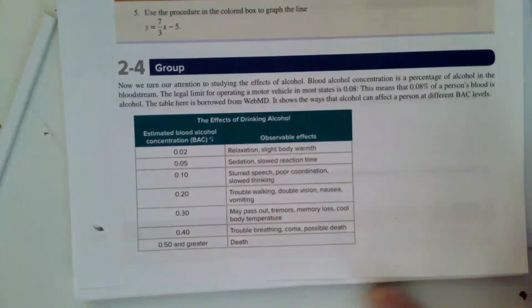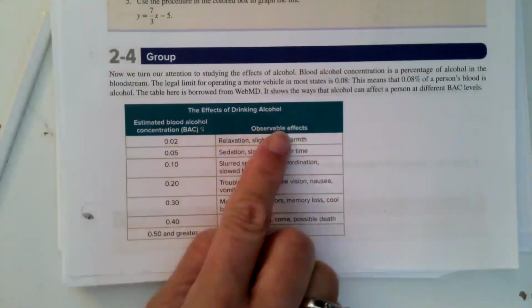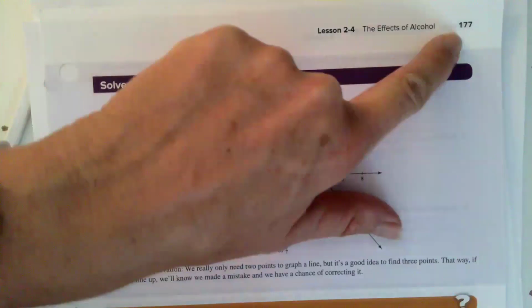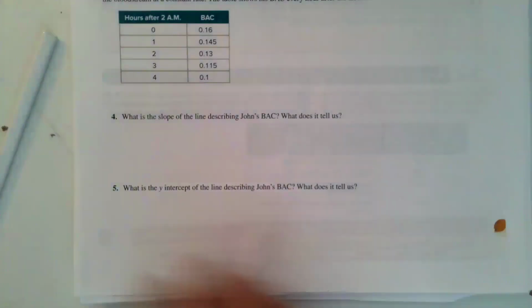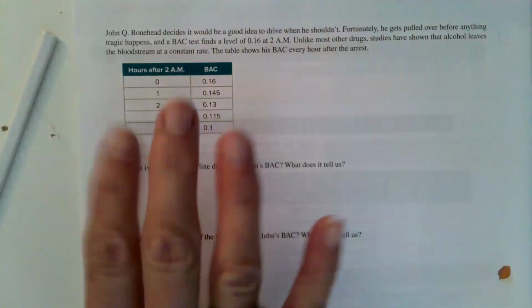So to help you understand how to put data in, I'm looking at the effects of drinking alcohol data that starts on the bottom of page 177. And we're going to flip the page and look at the data we were given here. I'm not really going over the problem. I'm just going over how to put in data and how to get the two models.